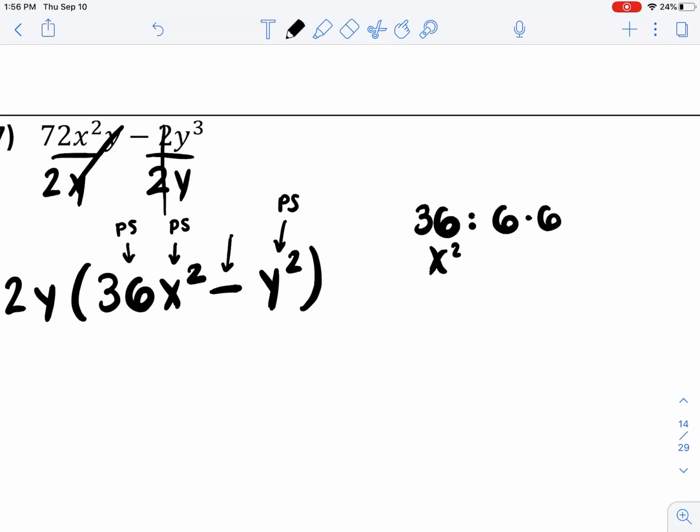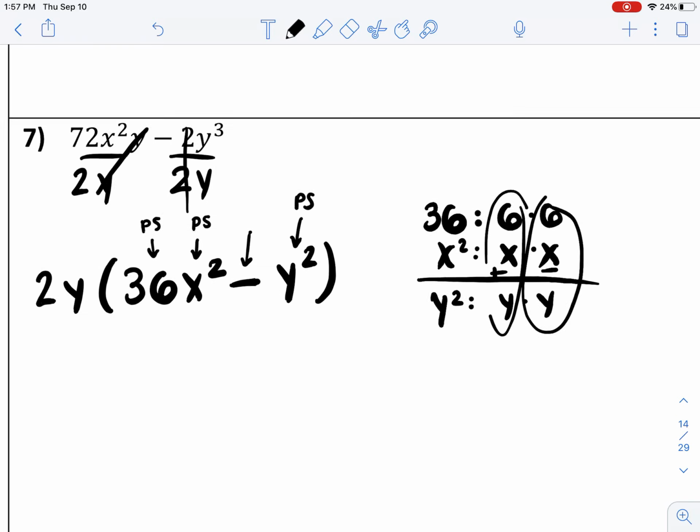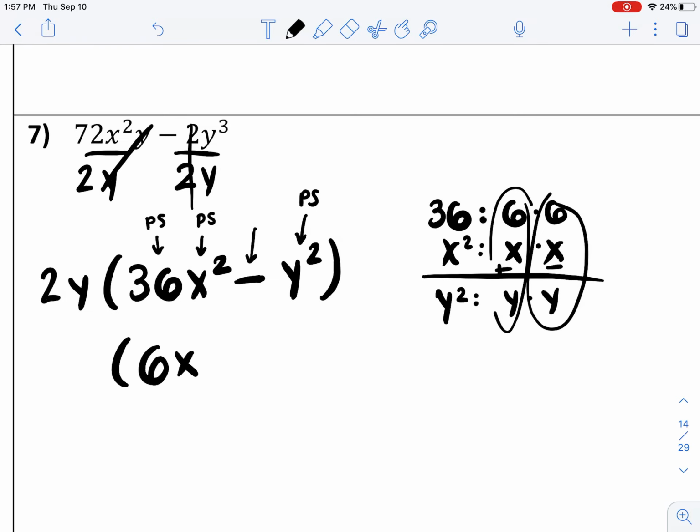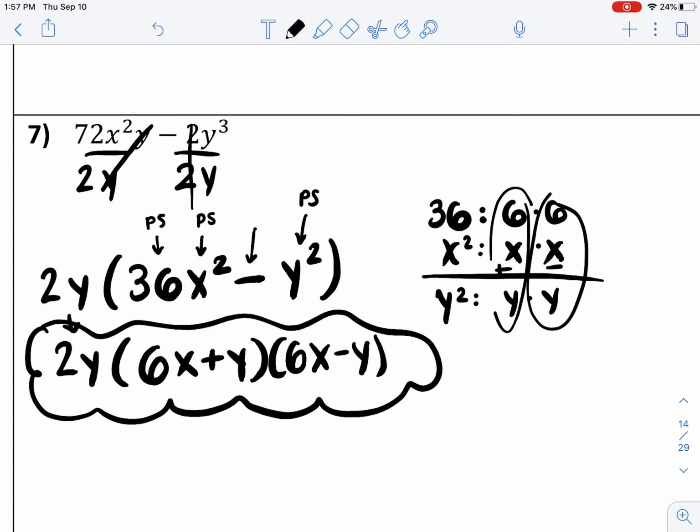36 is 6 times 6. X squared is x times x. Then I hit my minus sign, so that's where I separate the top from the bottom. Y squared is y times y. So I group these up. 6x plus y, 6x minus y. That's what this turns into. But I have to remember that GCF from the very beginning. It has to get stuck in front of your final answer. And that is it. 2y times 6x plus y, 6x minus y.